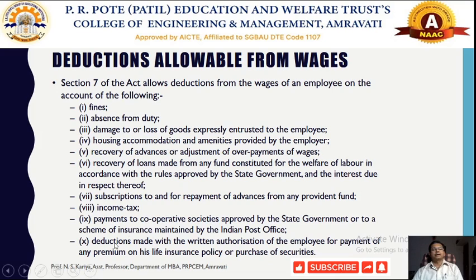Another form of deductions: deductions made with written authorization of the employee for the payment of any kind of premium, particularly for life insurance or any purchase of securities. So such kinds of deductions are permitted under the Payment of Wages Act, 1936. Section 7 deals with such deductions which are permitted.